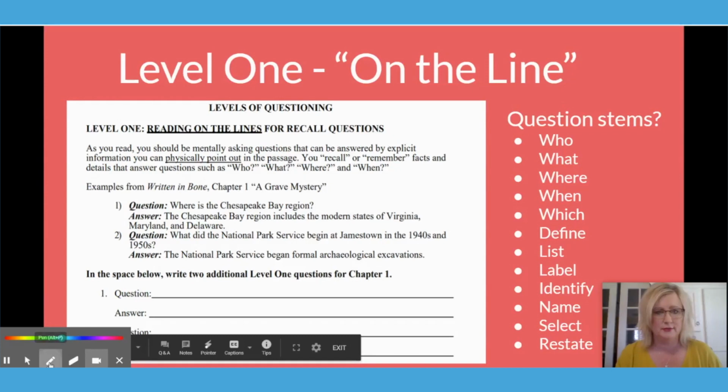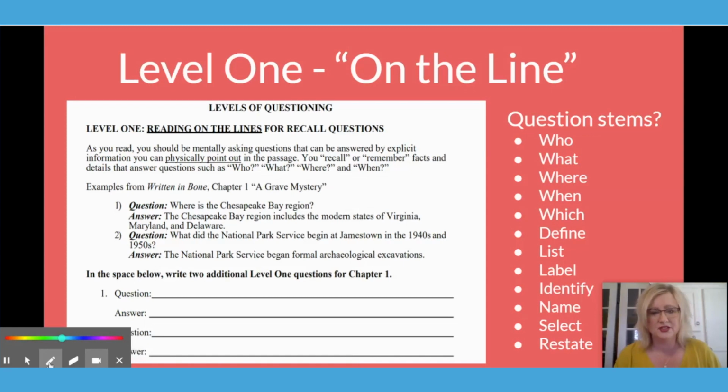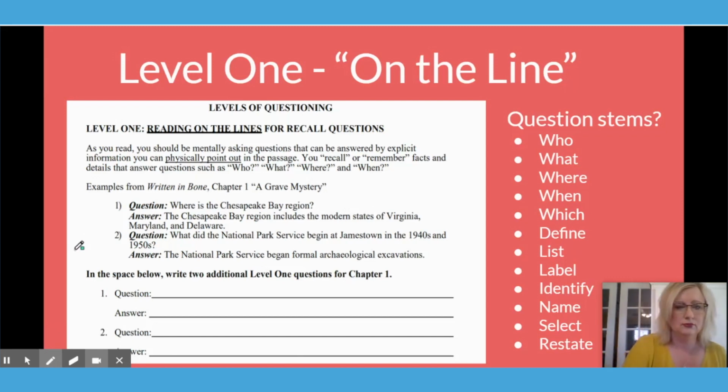Let's look at level 1. We say a level 1 question is on the lines, and that just means that a student can physically point to it in the passage or the text. It is something they could underline or highlight. These are just your basic DOK1 level questions. It's recall or remembering things.